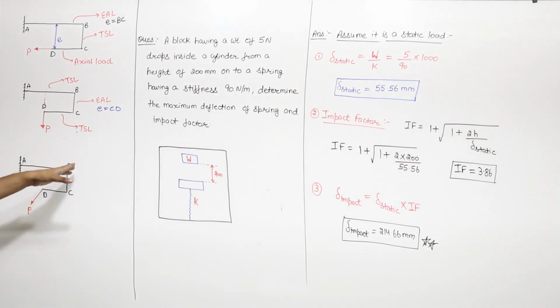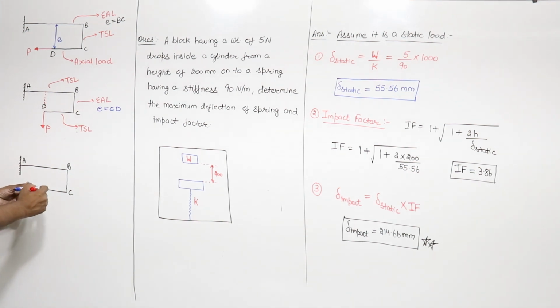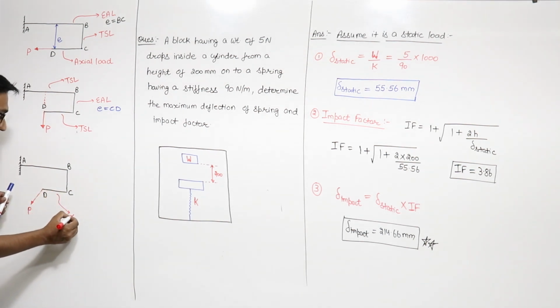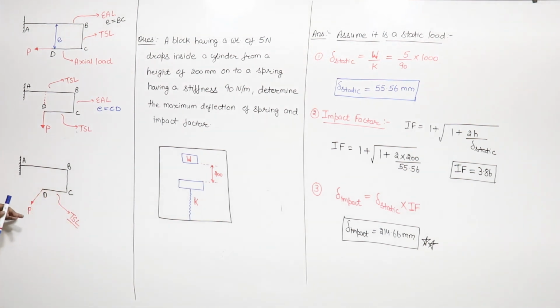If this is another example, the member ABCD, and the load is in this direction, in the plane perpendicular to the board. This inclined line shows that the load is perpendicular to the plane of the board. So if this is the longitudinal axis CD, the load is perpendicular to the longitudinal axis and passing through it. Any load which is perpendicular to the longitudinal axis and passing through it is a transverse shear load. So the load P is a transverse shear load for the member CD.